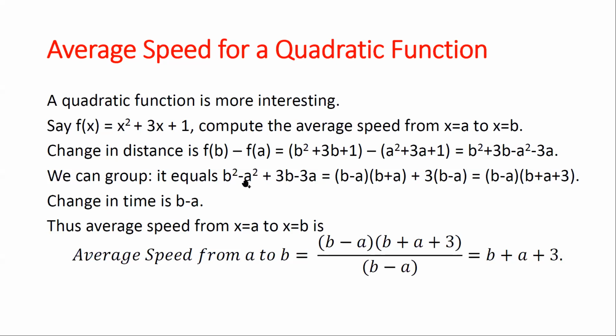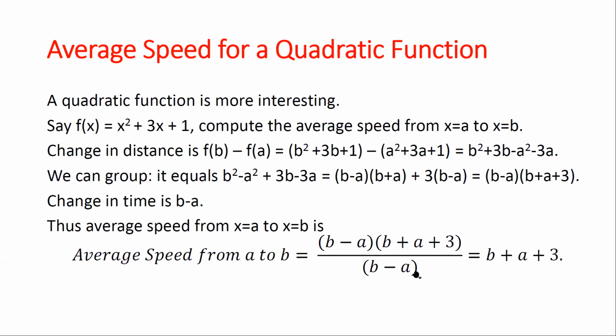And the b squared minus a squared, oh wow, we keep seeing this again and again. It's b minus a times b plus a. And this is going to just be 3 times b minus a. So we can pull out the b minus a. It's going to be b minus a times b plus a plus 3. The change in time is just b minus a. So the average speed is the change in distance over the change in time.